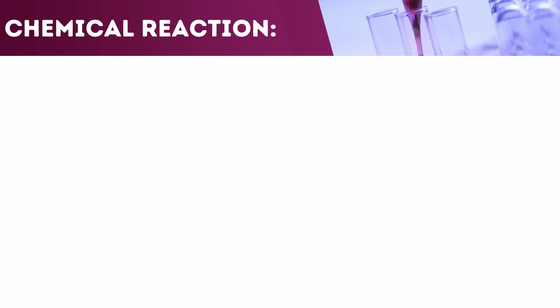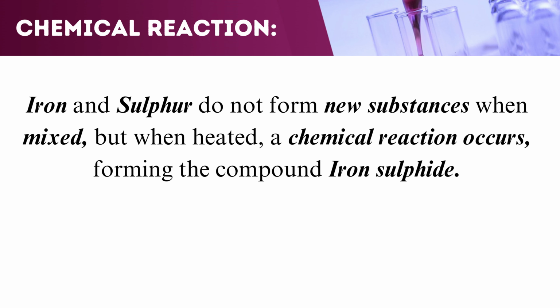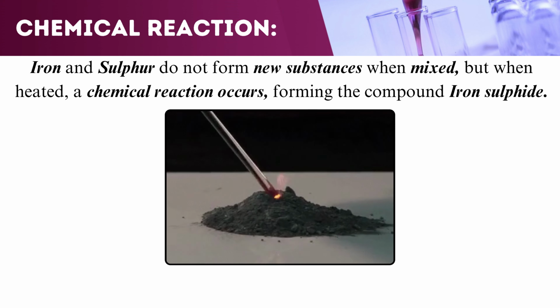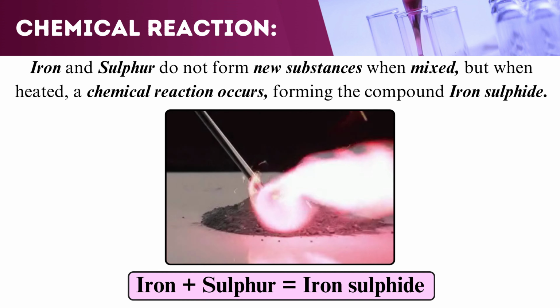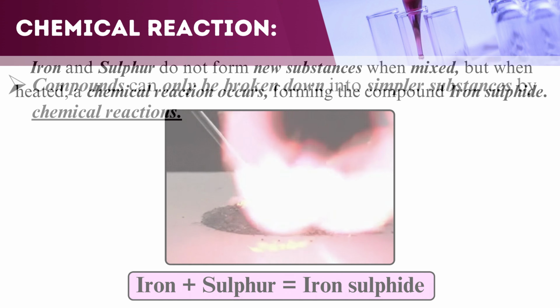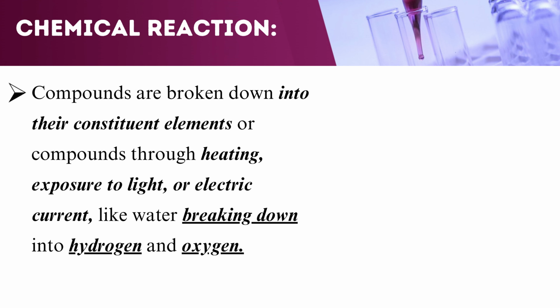Iron and sulfur do not form a new substance when mixed, but when heated, a chemical reaction occurs, forming a compound, iron sulfide. Iron reacts with sulfur to form iron sulfide. A compound can only be broken down into simpler substances by a chemical reaction.